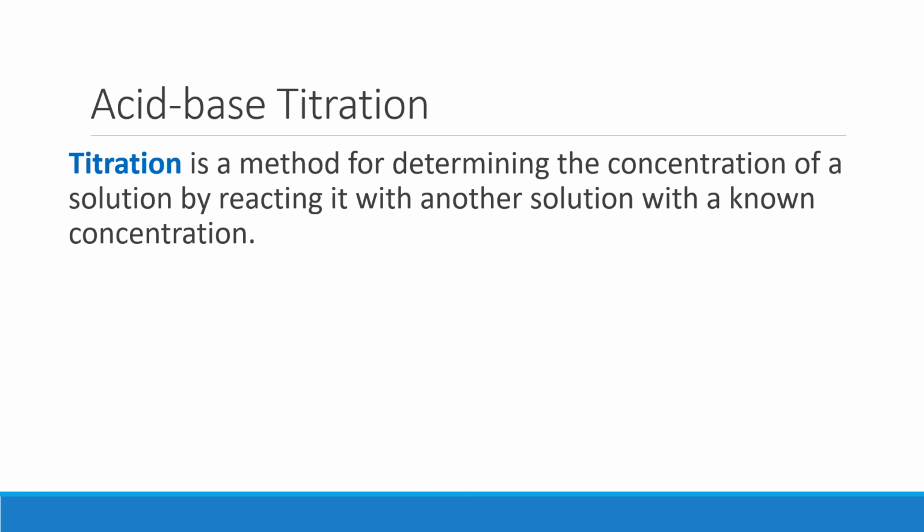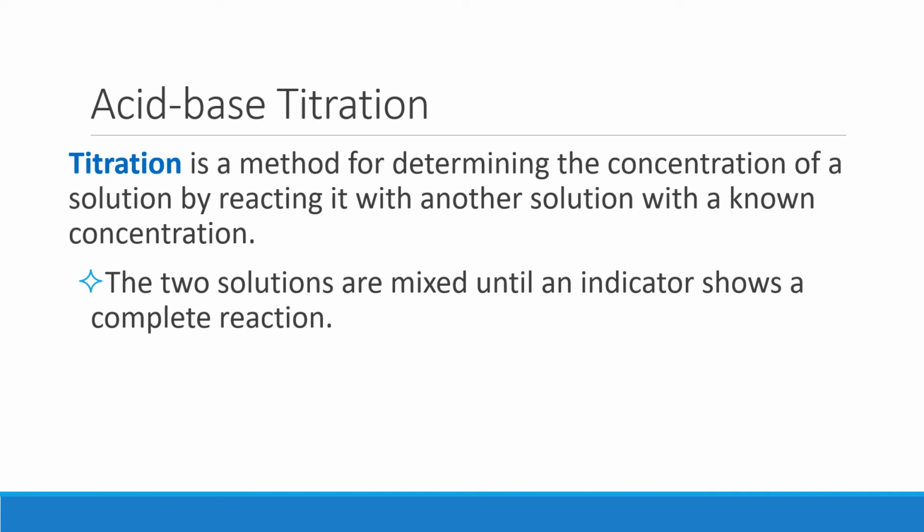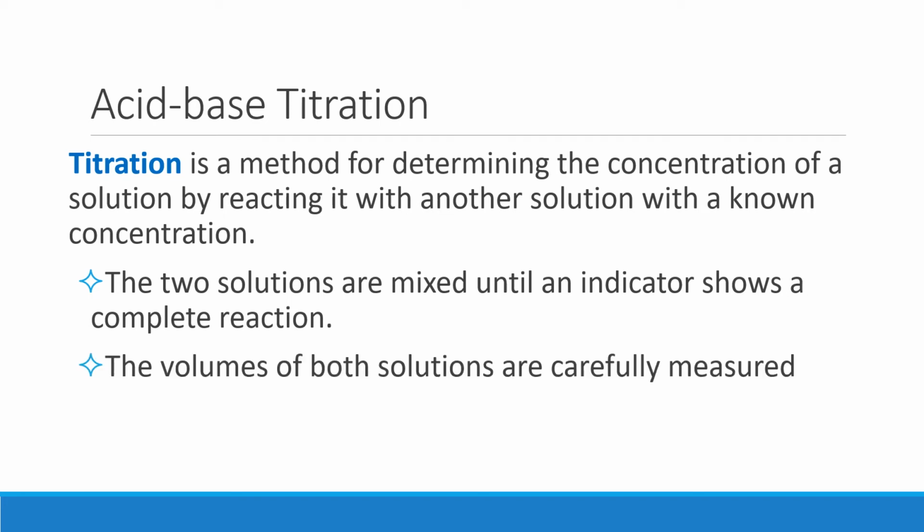So titration is a method for determining the concentration of a solution by reacting it with another solution with a known concentration. Essentially you have a solution that you don't know the concentration of, but you would like to. And so you can use a solution that you do know the concentration of to find the concentration of the unknown solution. So you mix the solutions together until you reach an endpoint that's shown in our experiment with an indicator to show the reaction is complete.